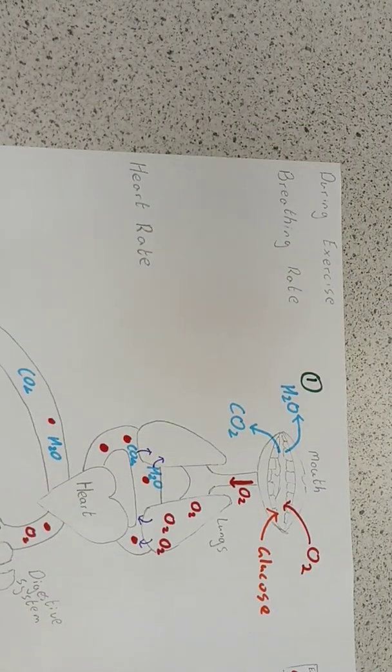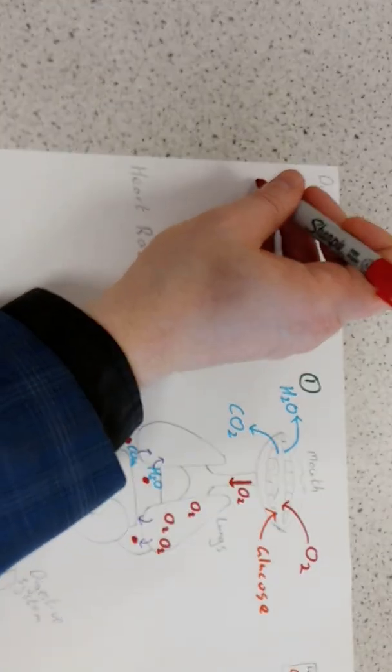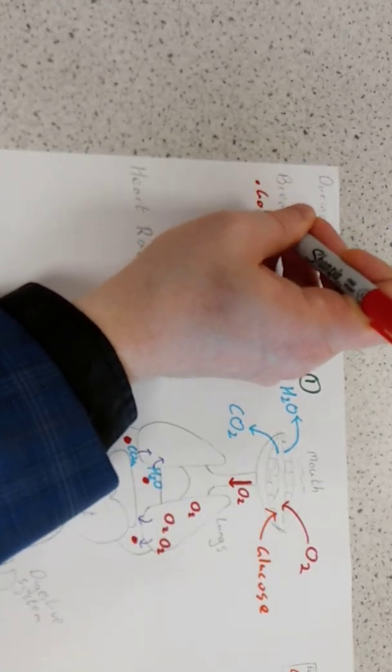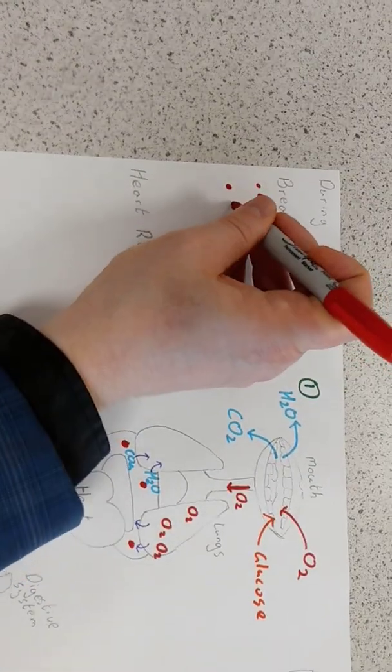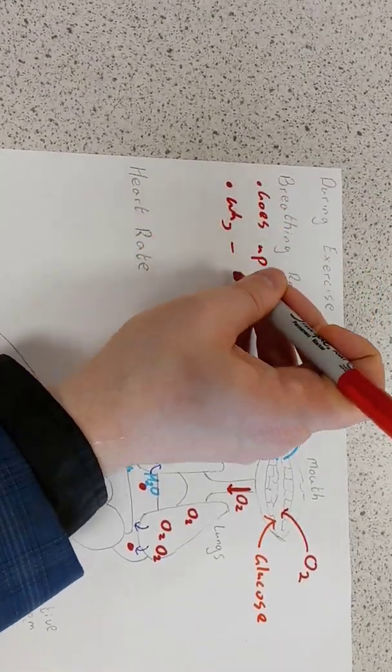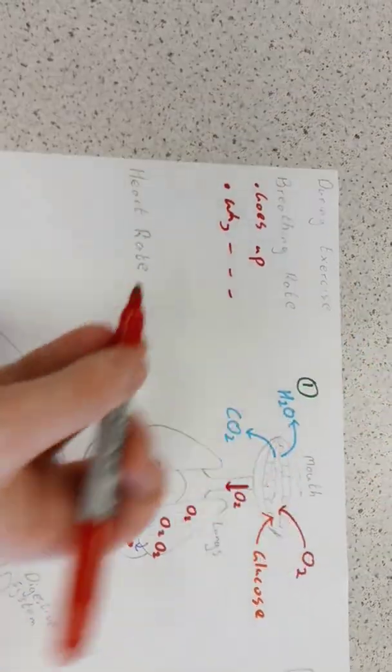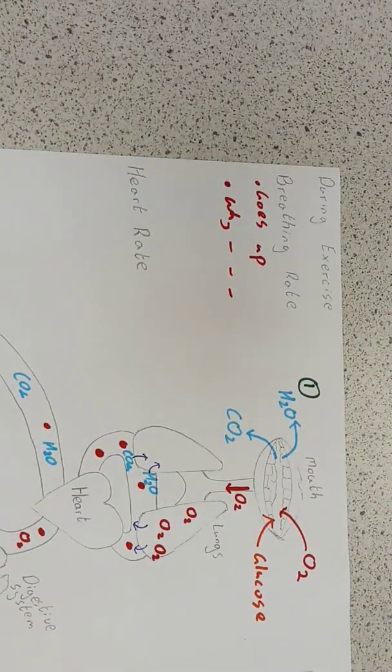Right, the final bits that you need to do is what happens during exercise. So if you're talking about your breathing rate, you need to talk about it goes up. We need to think about why it goes up, right? And you can include that, right? So think about the fact we need to get more oxygen into the blood, right? Think about the fact that we need to breathe quicker and more deeply. Think about the fact that we need to breathe out more carbon dioxide.